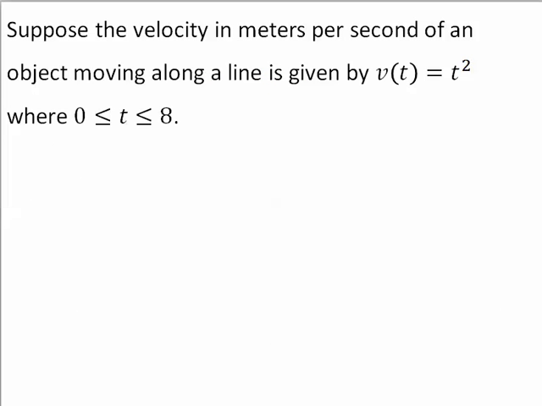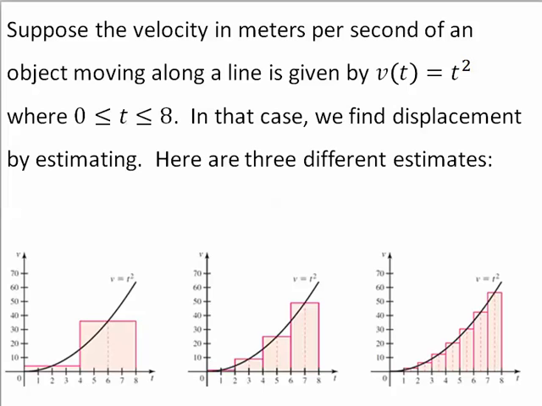Let's do another example. Suppose the velocity in meters per second of an object moving along a line is given by v of t equals t squared, where t goes from 0 to 8. What's going on now is that your velocity is changing. So you don't get an exact value, instead you get an estimate, and what you do is you estimate the area under the curve using rectangles.